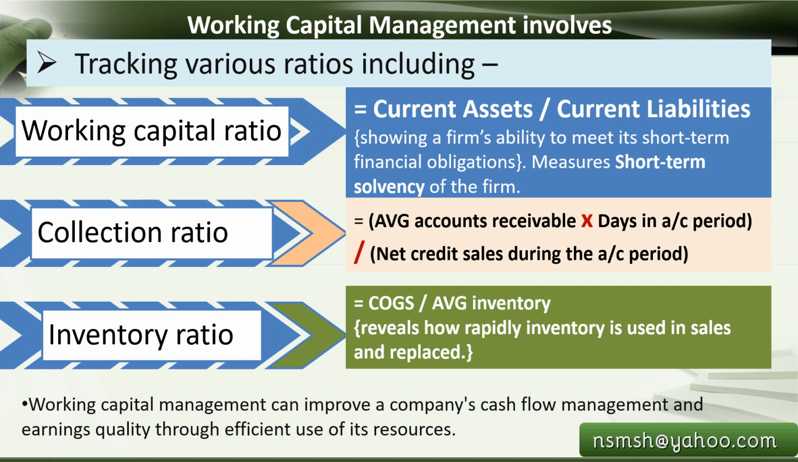The third important ratio for measuring effective working capital management involves the inventory ratio, given by cost of goods sold divided by average inventory. Again, average inventory can be calculated from opening inventory plus closing inventory divided by 2. It reveals how rapidly inventory is used in sales and replaced. So a relatively low inventory ratio compared to industry peers indicates a risk that inventory levels are excessively high, while a relatively high ratio may indicate inadequate inventory levels.